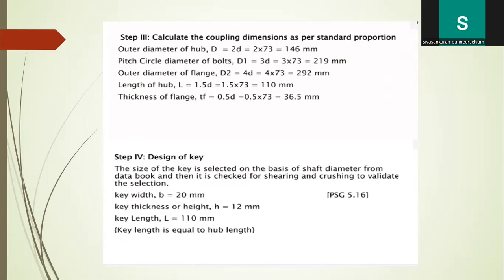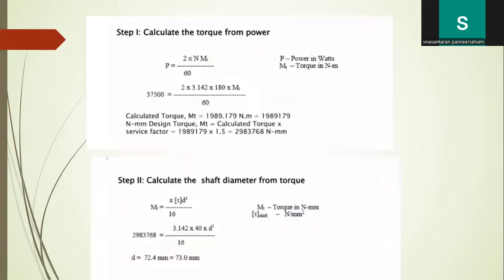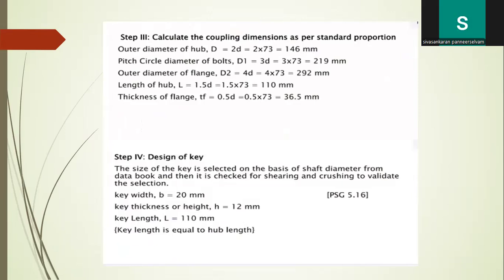The next one is calculate the keyway design. Find out the size of the keyway, optimal size of the keyway design. The size of the keyway is selected based on the shaft diameter from the data book. Already we have calculated the shaft diameter 73 mm. So refer this value in the PSG design data book, page number 5.16, and check for shear stress and crushing stress in order to validate the size of the keyway, whether it is a good fit or not. So these values are taken from the data book from the corresponding page number 5.16.